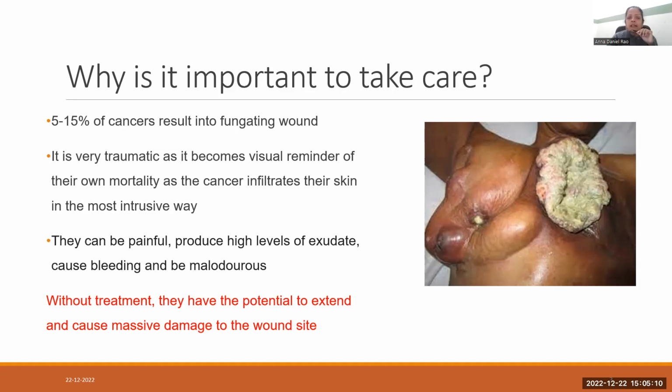The special characteristics of this wound are severe exudate. It can cause bleeding also, and it will give a very bad stench. It will be malodorous. And mostly without treatment, they have the potential to extend into a very extensive region. They can become very large within no time, and it will massively damage the surrounding tissues also.